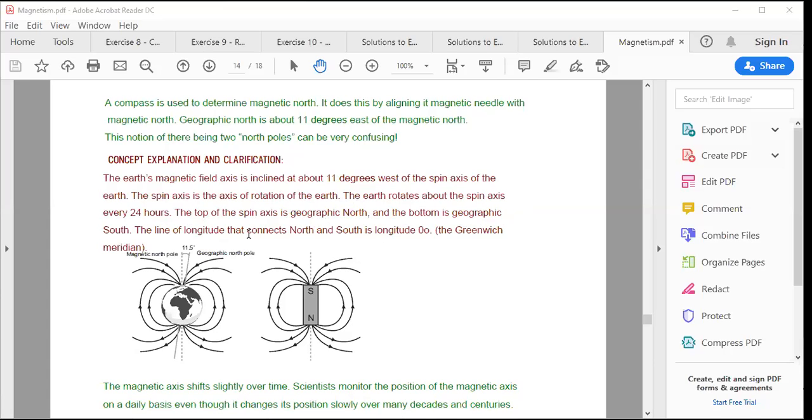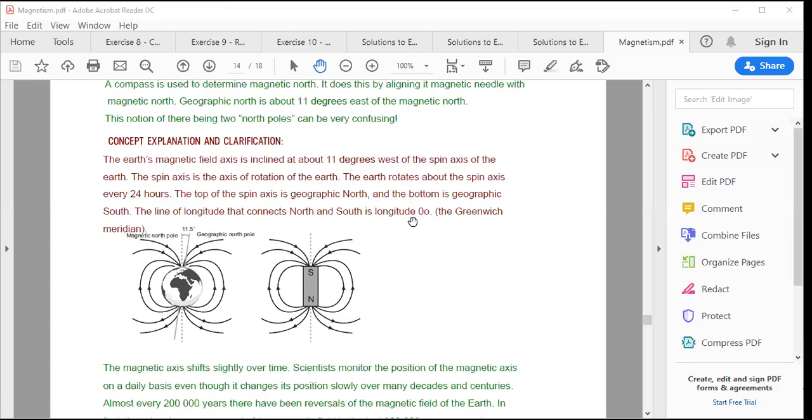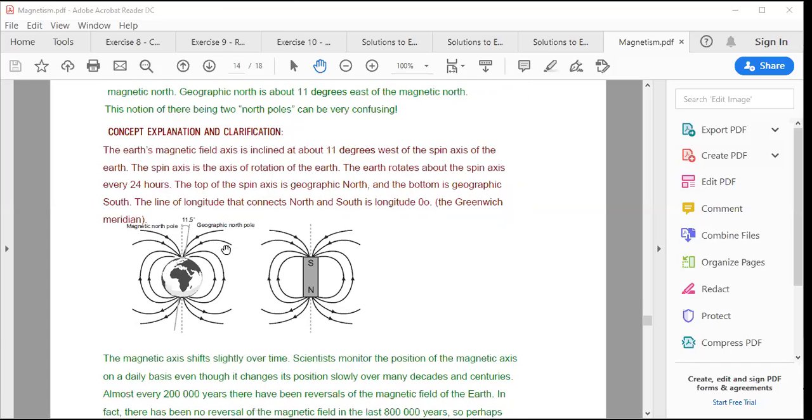The line of longitude that connects north and south is the one that is 0 degrees, which is the Greenwich meridian, right? So it's a longitude, lines of longitude, right?